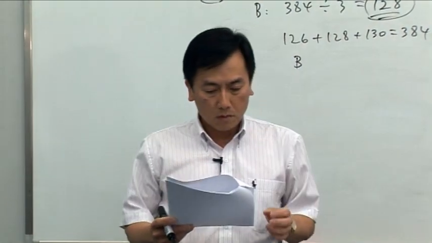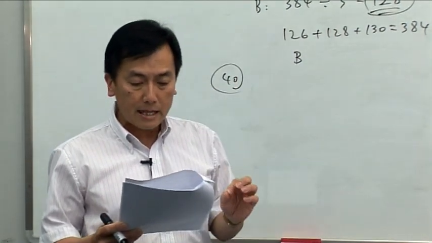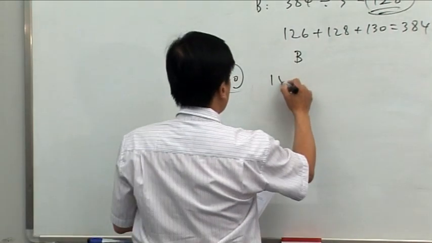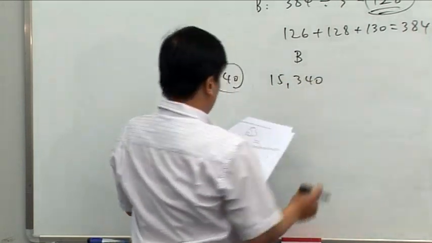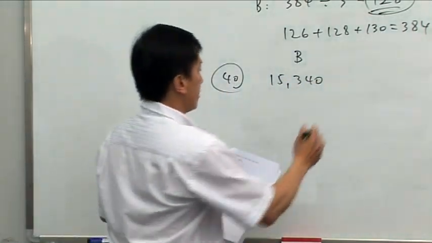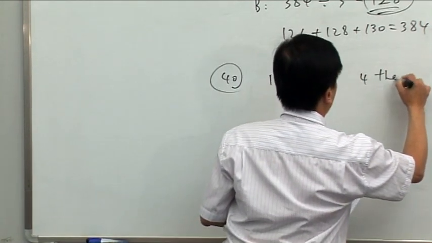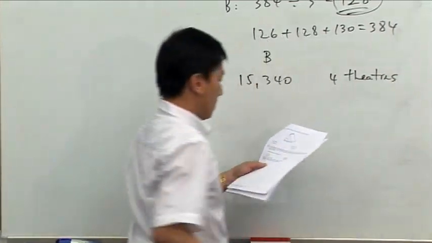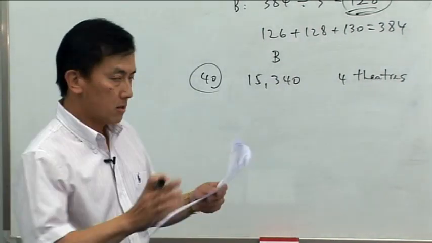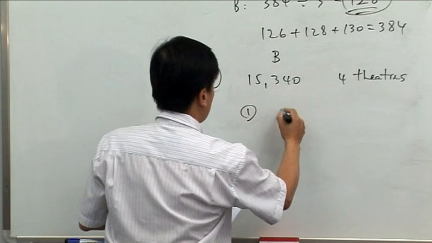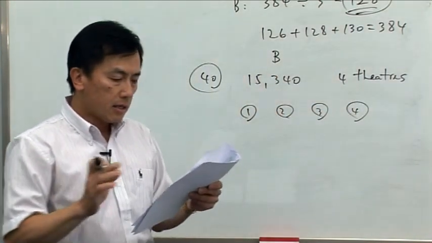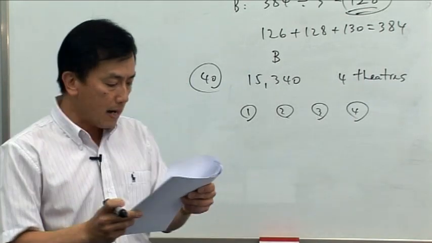An acting theatre for a Shakespearean play seats 15,340 people in 4 different theatres. So we've got 15,340 seats for people in 4 different theatres. So you've got 4 theatres. Theatre 2 has twice as many seats as Theatre 1. So let's list that down. So we've got 1, 2, 3, and 4 theatres.